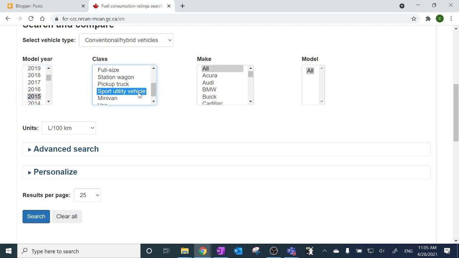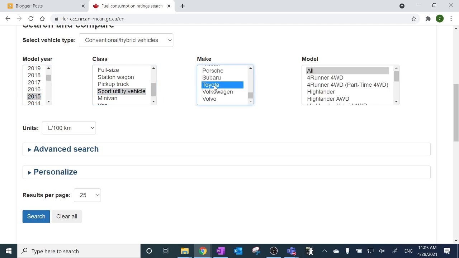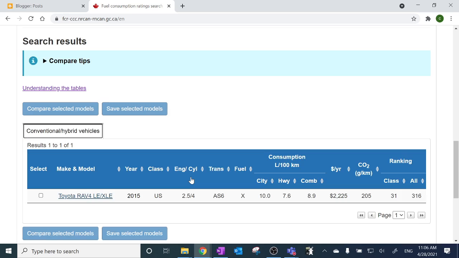Sport utility. 2015 Toyota 4Runner, RAV4. There we go. RAV4 L. Mine's an LE. Okay. See if that changes things. See if this is a little better or a little worse.